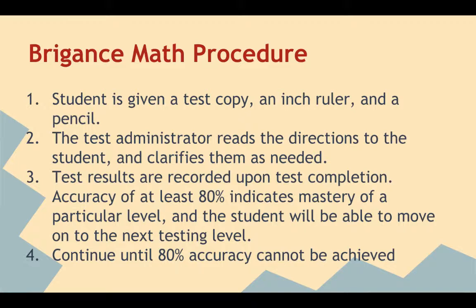The test results are recorded upon test completion, and accuracy of at least 80% indicates mastery of a particular level, and the student will be able to move on to the next level upon completion of 80% accuracy. And then generally what the test administrator will do is continue until 80% accuracy cannot be achieved on a test. However, if the student is capable of moving on, one more level may be administered just to see how well they do.